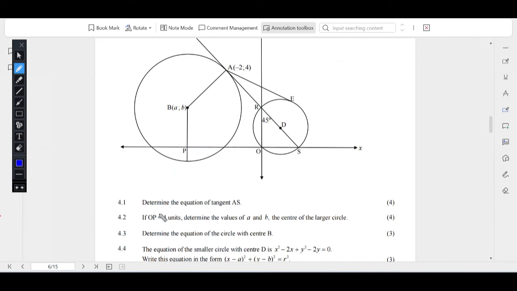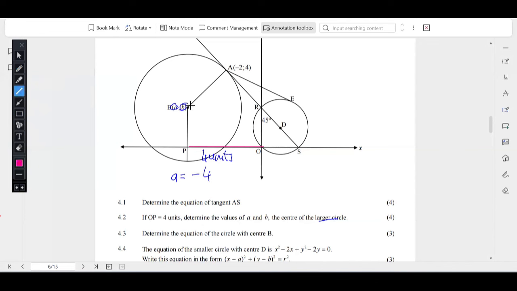Okay, so we have 4.2. It says if OP is 4 units, determine the values of A and B, the center of the larger circle. So we want to determine the coordinates of the larger circle here. We've been given that OP is 4 units. From here to here, it is 4 units, so this is a straight line which corresponds to the value of A. If this is 4 units to the left, then our A has to be negative 4 because it's on the negative x-axis. So that means we now have to find B.